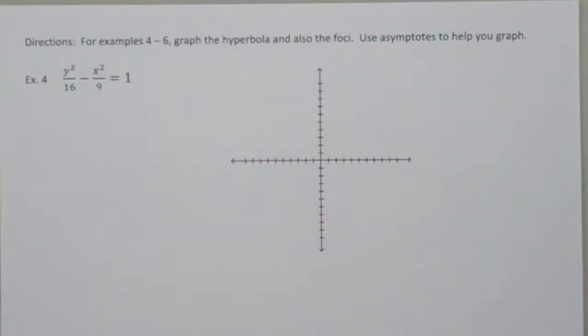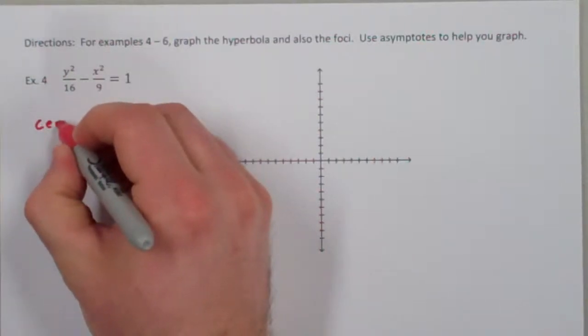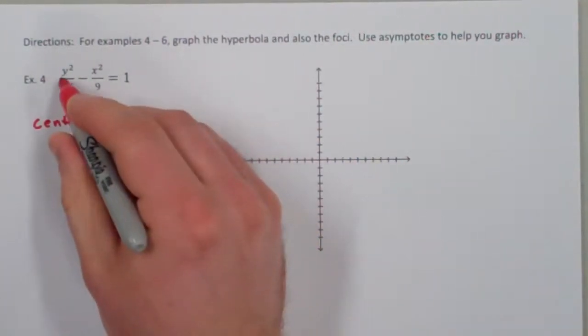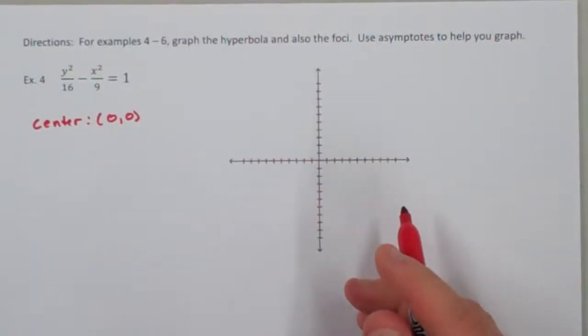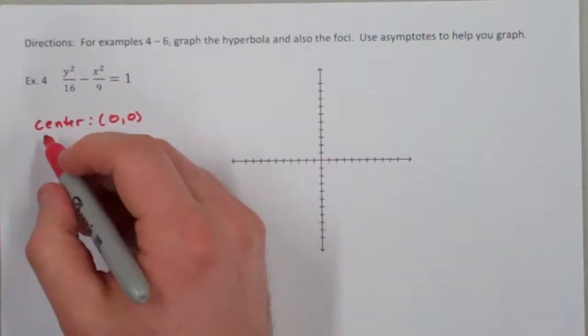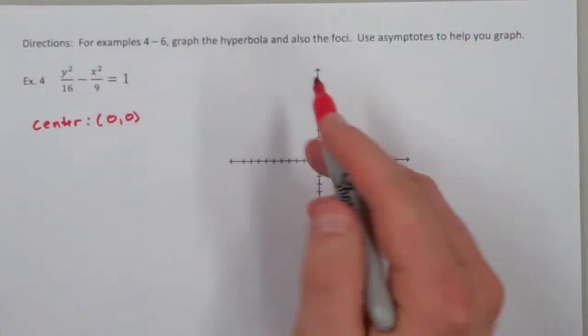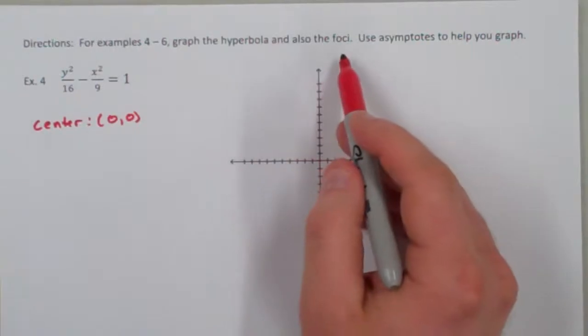What I'd like to do first, though, is try to find the center. And if we can find the center, that really will help us to be able to graph this. So this one turns out to be just 0, 0. There's nothing by the y and the x here. Next, what we need to do is find A, B, and C. It says also find the foci, so we'll have to do that.